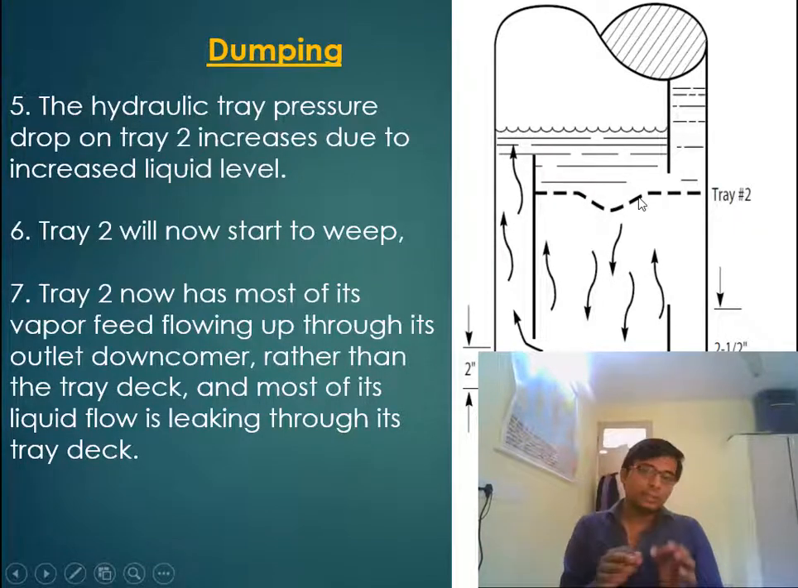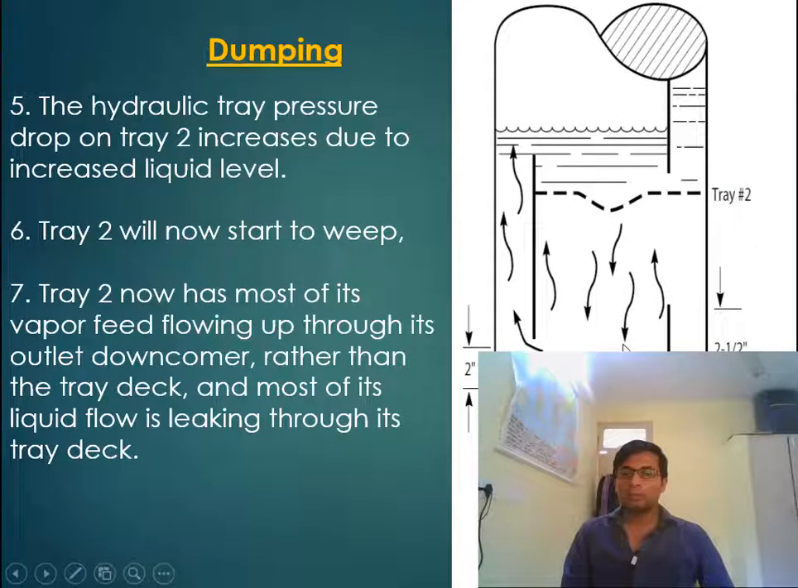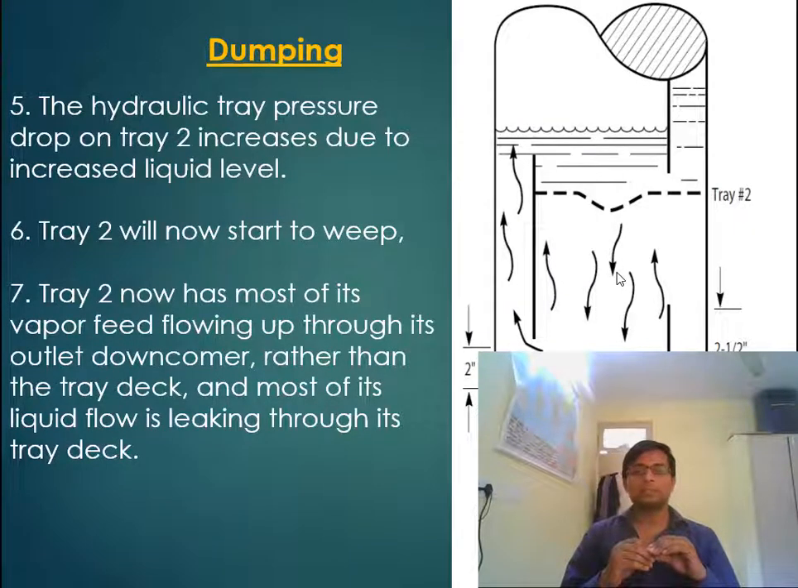So in this case we find that when dumping started, huge channeling started, because most of the vapor starts flowing through this downcomer, and most of the liquid starts flowing through the tray spacing, I mean the active area zone. So there is very little contact, and because of that tray efficiency falls to a very low level. So this is the reason why dumping should be avoided in all cases.